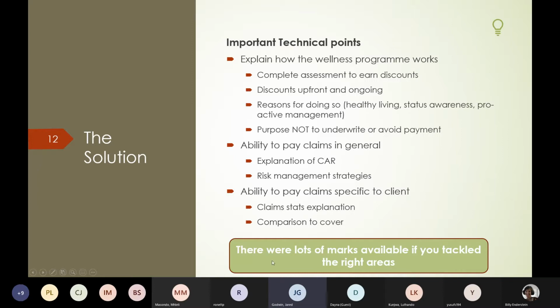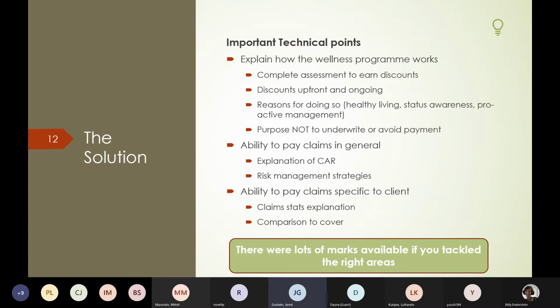And I just want to put across there are lots of marks available. If you tackle the right areas, you may not even tackle them in the best way possible. You might do it light here and heavy there, but if you tackle these areas, it's very difficult for you to then not pass from a technical point of view. So it's a key thing to be aware of.